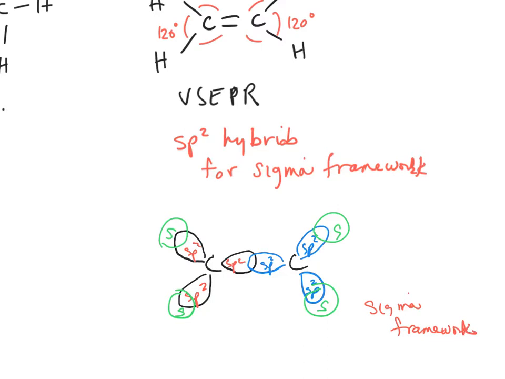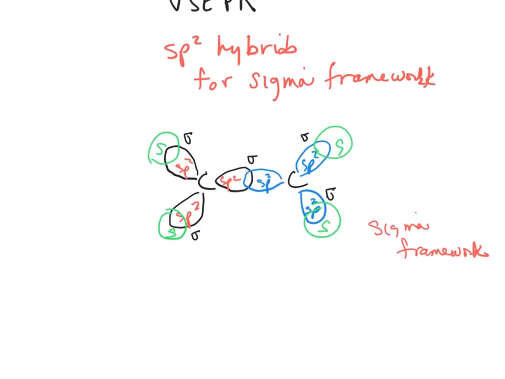And you can label sigma bond. Sigma bond, this is the end-on overlap. Sigma and sigma. All right, now let's look at the orbital diagram before we go any further.